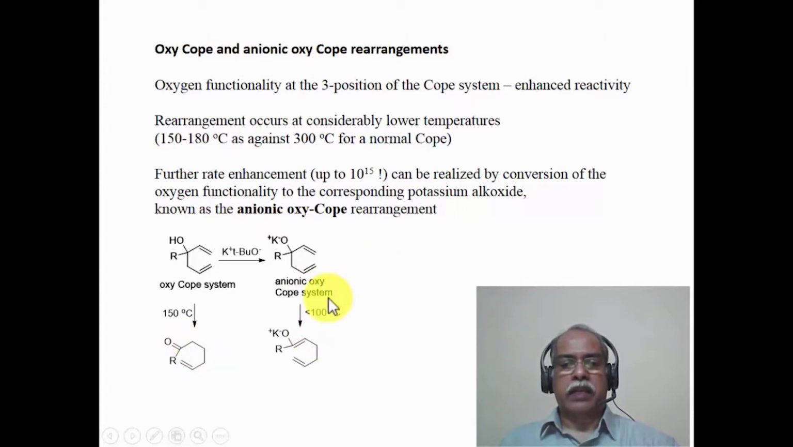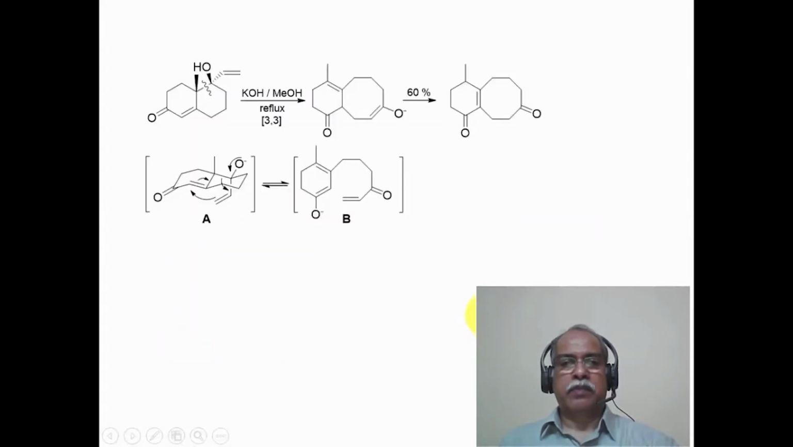Whereas in the case of the anionic oxy-Cope, the enolate is what is formed. It will stay in the enolate form until it is worked up to give the corresponding ketone. So acid treatment of the product of the anionic oxy-Cope rearrangement essentially produces the ketone same as the oxy-Cope system.